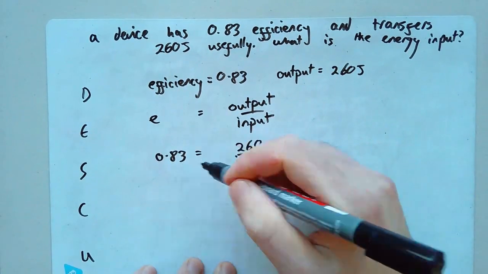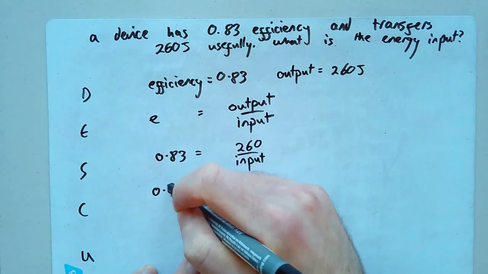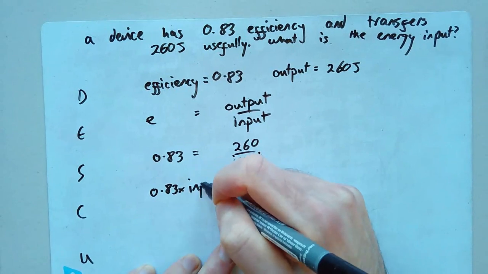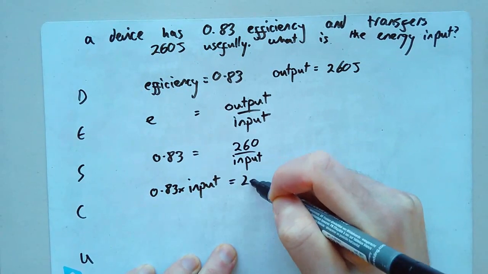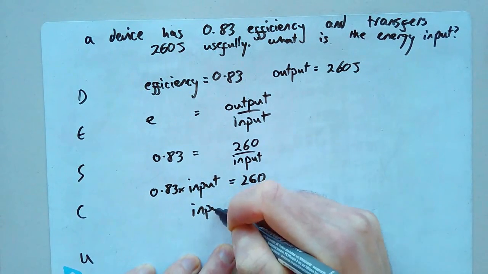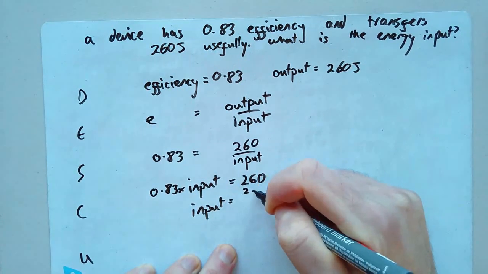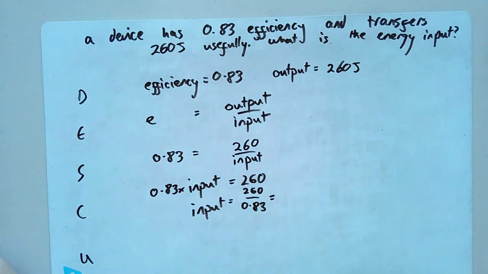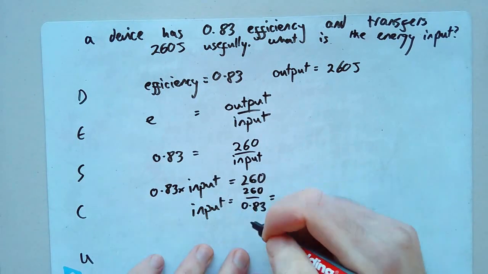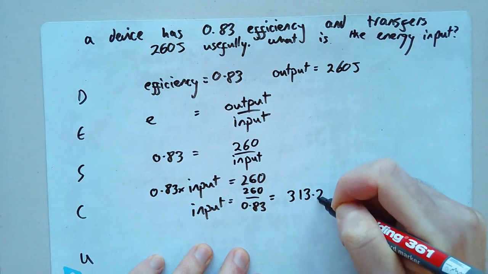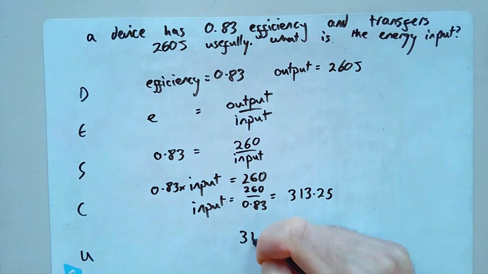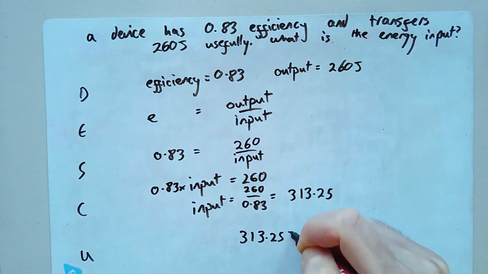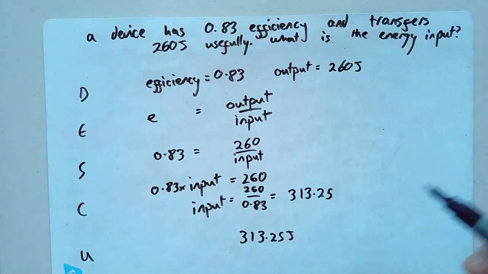So we'll do exactly the same thing over here. I'll multiply both sides by input, so 0.83 times the input equals 260. Input equals, I'll divide both sides by 0.83, 260 divided by 0.83, and that gives me 313.25, and my unit there is joules, because I've worked out the energy that was put into this device.